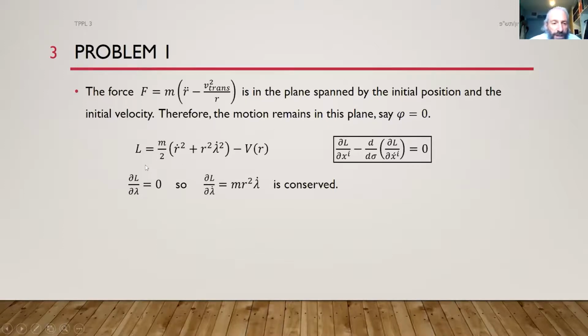We differentiate by lambda. It doesn't depend on lambda, so it's 0. Differentiate by lambda dot, and you'll get m r squared lambda dot. So this quantity is conserved. It's exactly what we wanted to show.